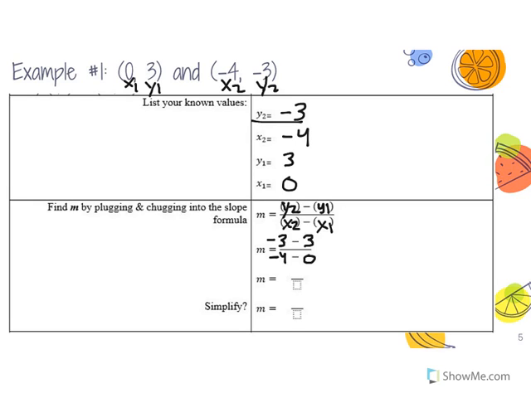So now we're going to go ahead and simplify the numerator. The top, -3 minus 3 more, we get -6. And then on the bottom, -4 minus 0, we just get a -4. Okay, now we need to simplify this fraction if we can.